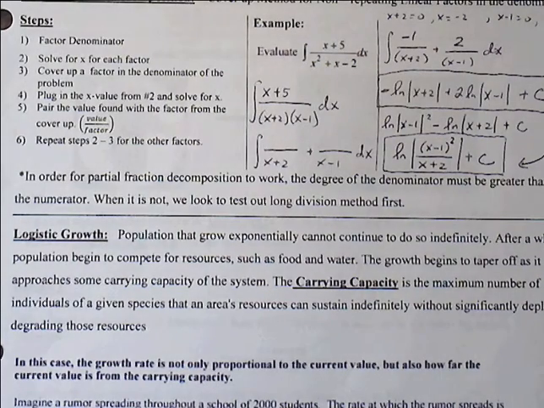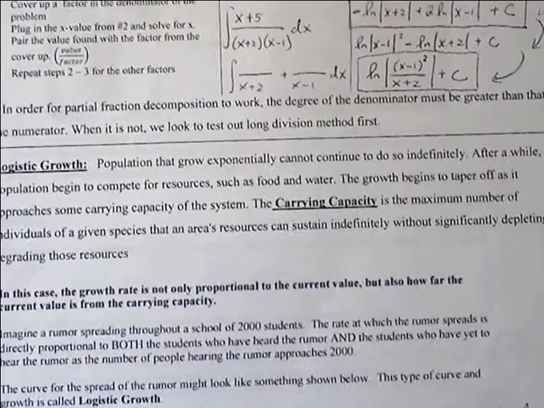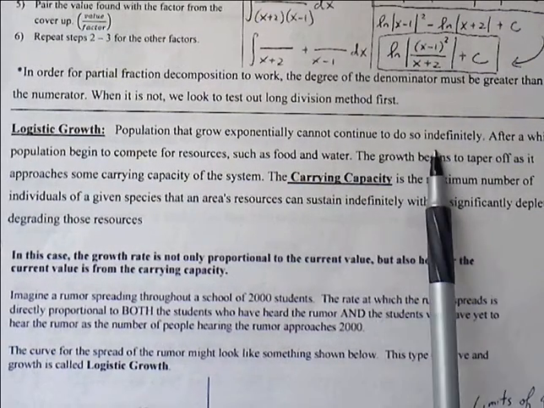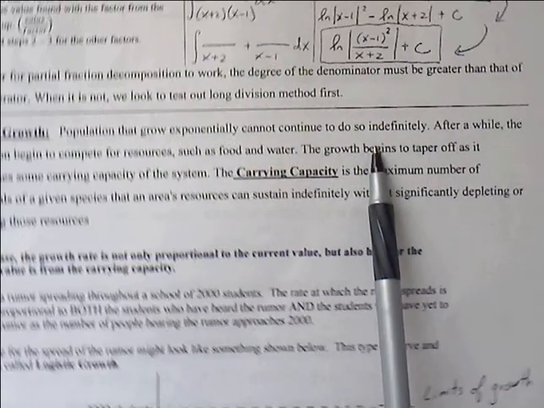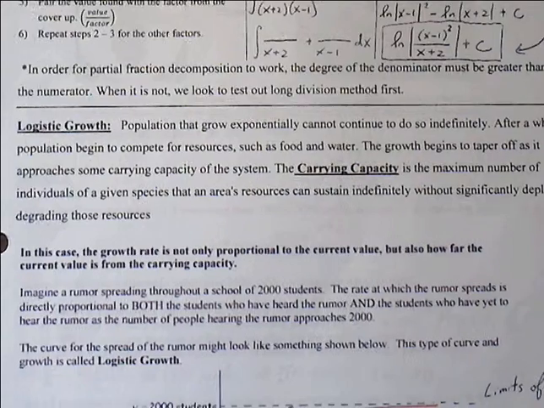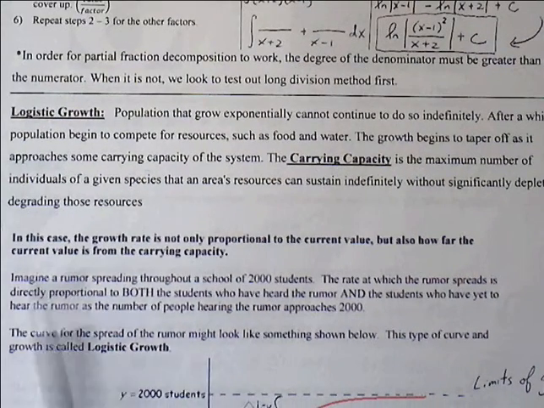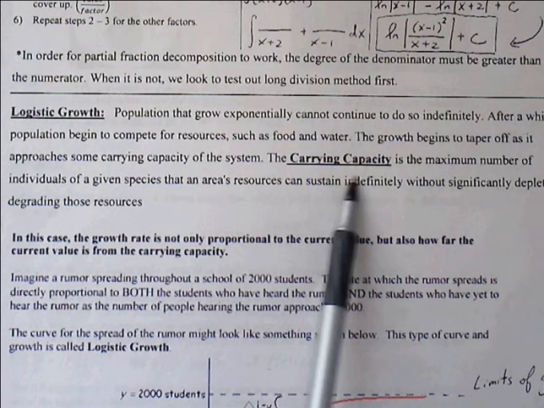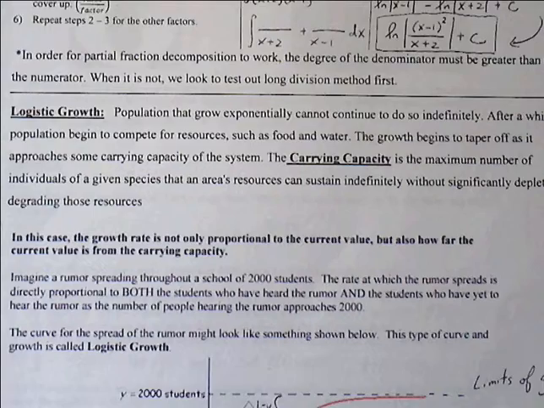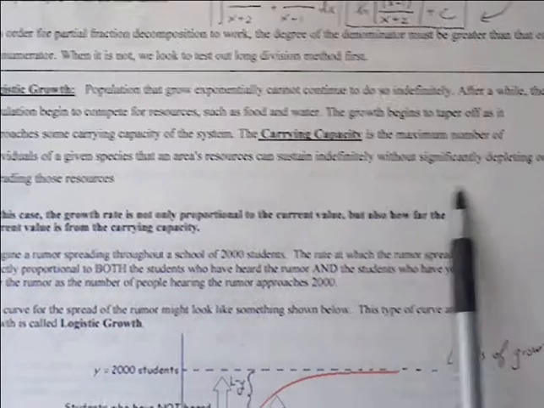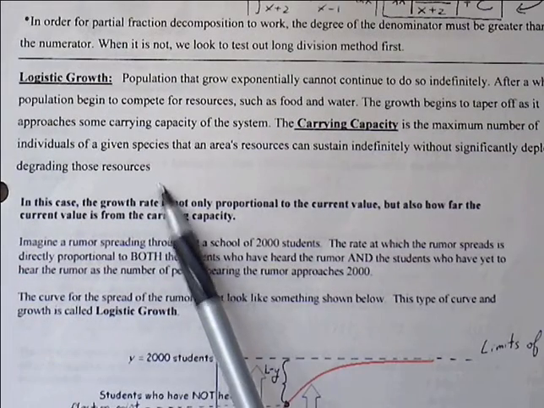All right, so moving on to logistic growth. A population that grows exponentially cannot continue to do so indefinitely. After a while, the population begins to compete for resources such as food and water. The growth begins to taper off as it approaches some carrying capacity. So it's some kind of limit of the system. The carrying capacity is a maximum number of individuals of a given species that an area's resources can sustain indefinitely without significantly depleting or degrading those resources.